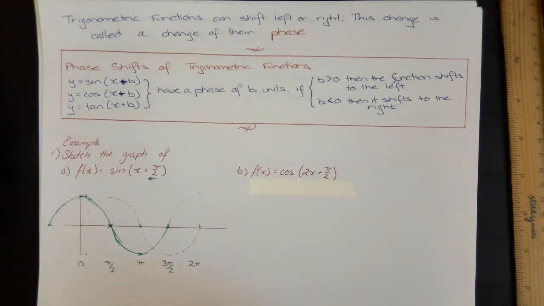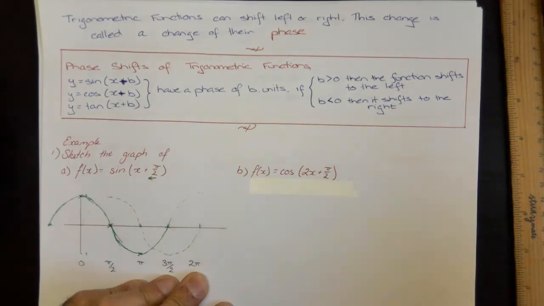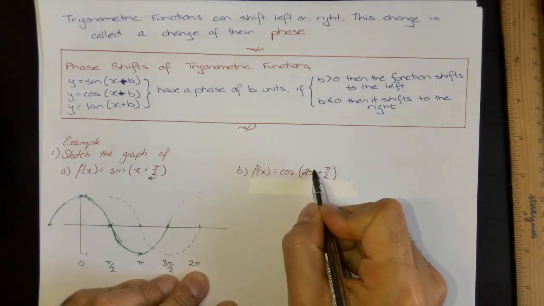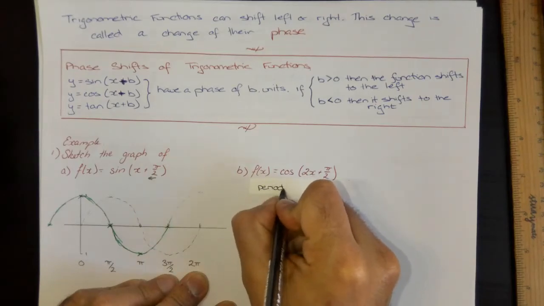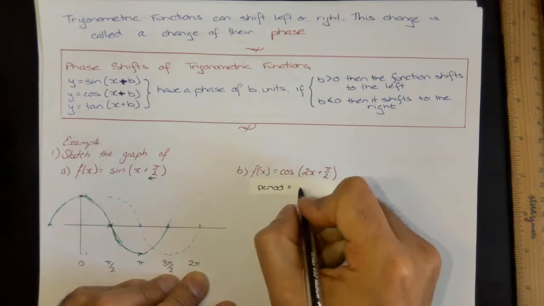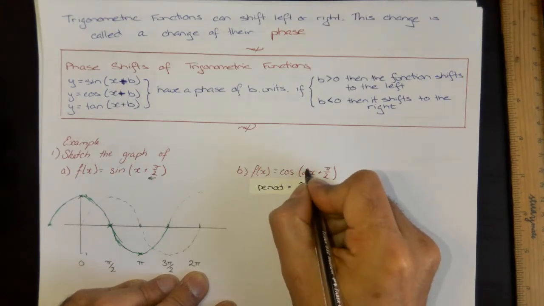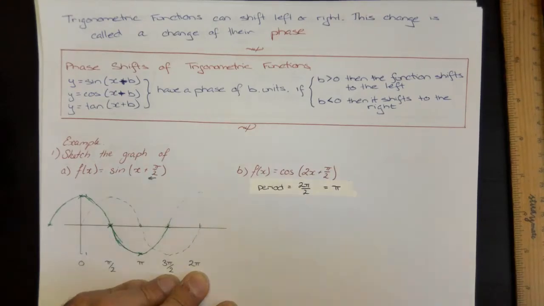So now we want to sketch the function of cos of 2x plus pi on 2. So what I want to do is actually note that my period has changed. So my period is no longer 2 pi, because x is now 2x, so that's going to be 2 pi on a, and currently a is 2. So my period is pi.